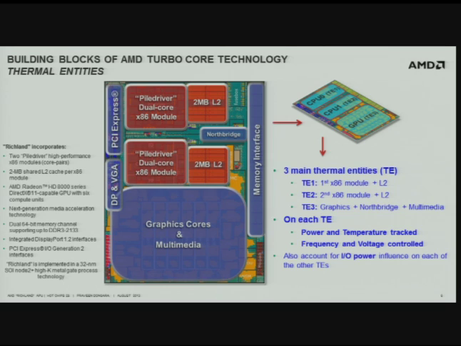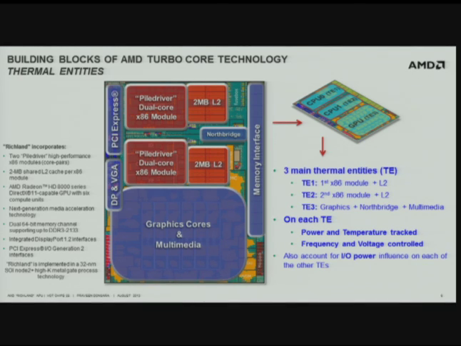OK, so more basics. Thermal entities are a fundamental concept in the AMD Turbo Core technology. Before I go there, let me briefly cover what Richland incorporates on the die. You have the two Piledriver dual-core x86 modules for a total of four cores. Each x86 module has 2 megabytes of L2. And then you have the VLIW4-based graphics cores, and lots of multimedia accelerators are also here.